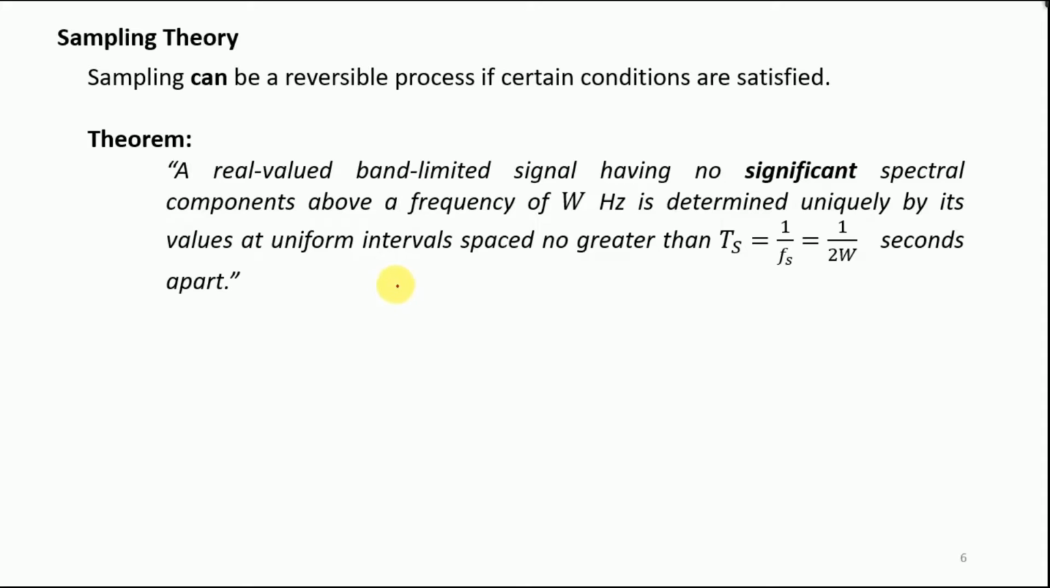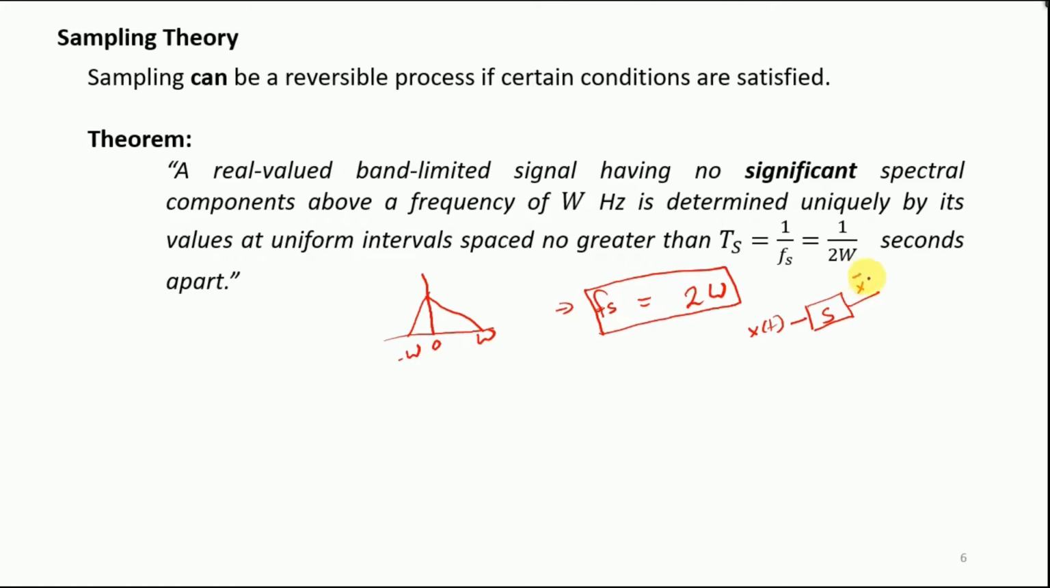By this, what we mean is that if we have a signal whose spectrum is simply like this, the sampling frequency Fs would be equal to 2W. If this condition is met, it means that if we have an input x of t and we pass it through a sampler and we get x bar of t, we can recover back our x of t. So this is the intuition for the sampling theorem.